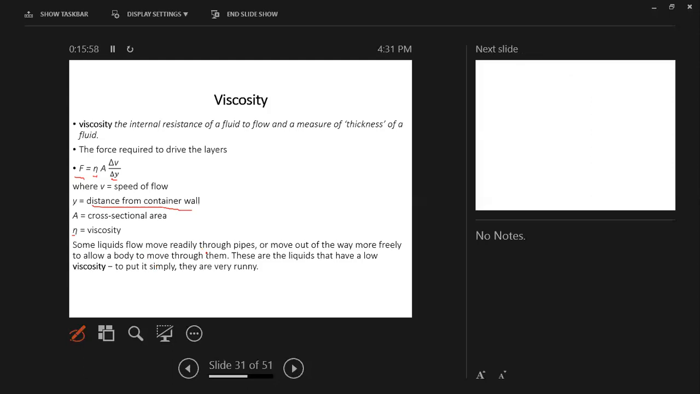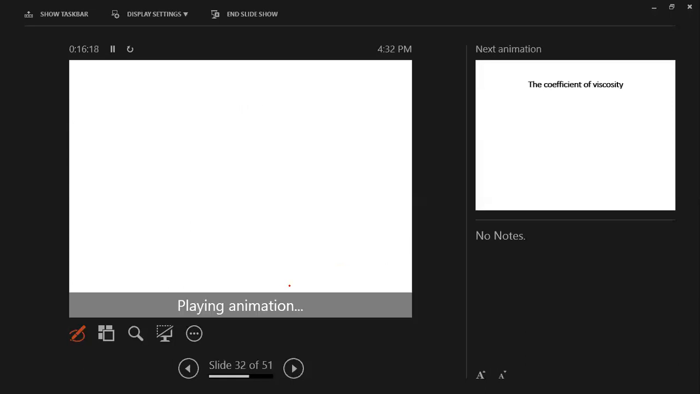Some liquids flow more readily through pipes or move out very freely to allow a body to move through them. These are the liquids that have a low viscosity. When they have a low viscosity, they can allow other bodies to pass through them. So they are very runny, we can say that.